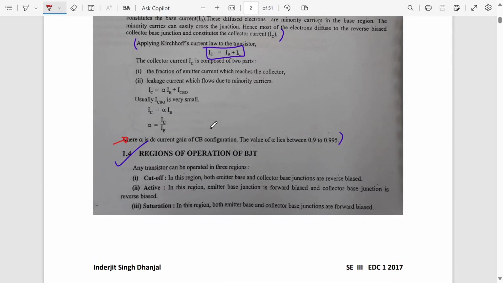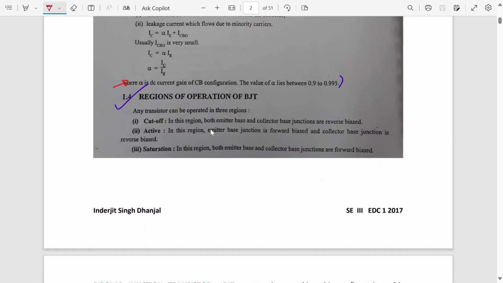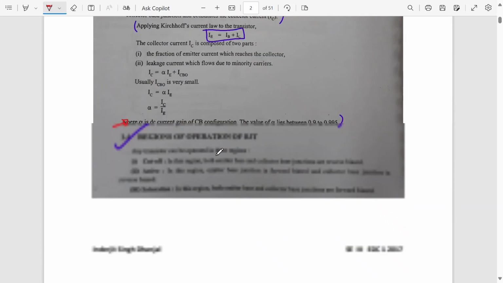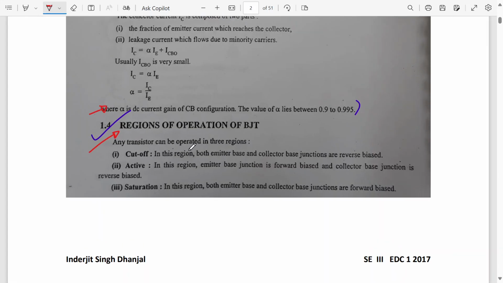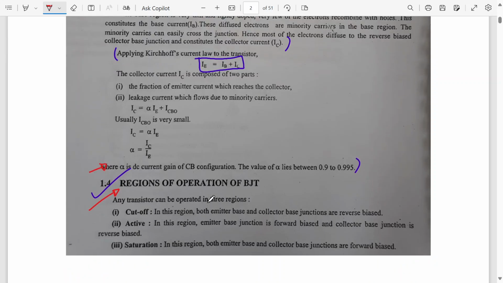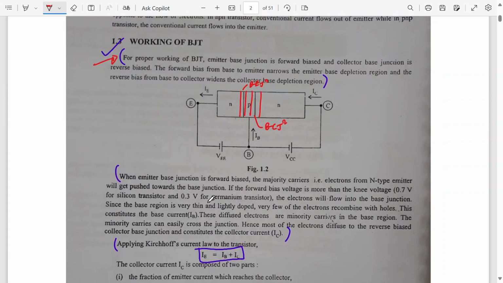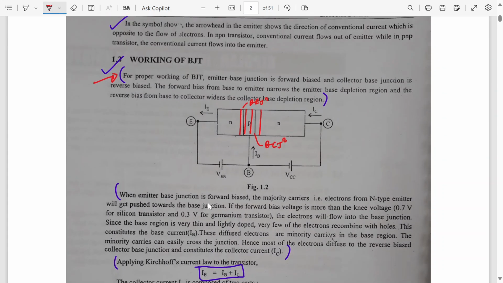Then along with the working, if they ask you for 10 marks, you have to explain the region of operation also. That means the graph of the output characteristics will come here. So you have to explain the region of operation. In cutoff mode, both the junctions are reverse biased. In active mode, the emitter base junction is forward biased, the base collector junction is reverse biased, and in saturation both are forward biased. We discussed this, right? So this also we have to write in the working. And the biasing is done in the active region.